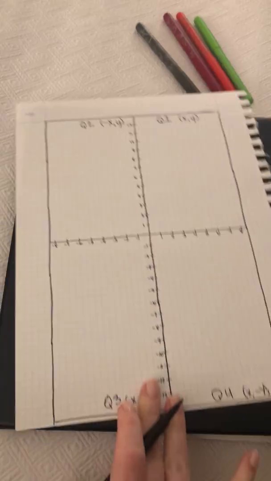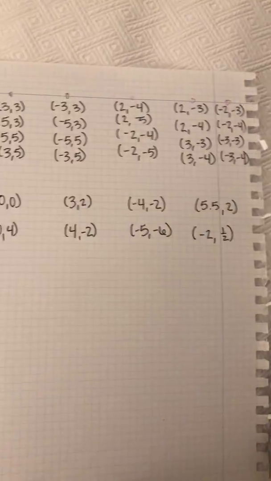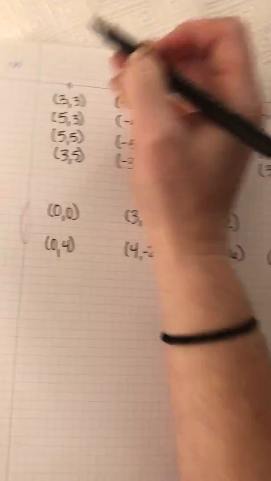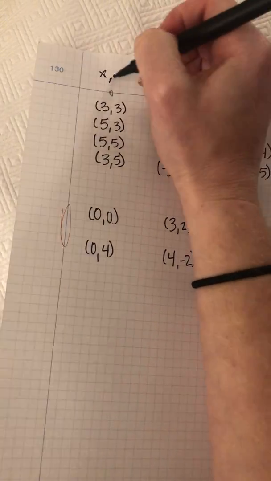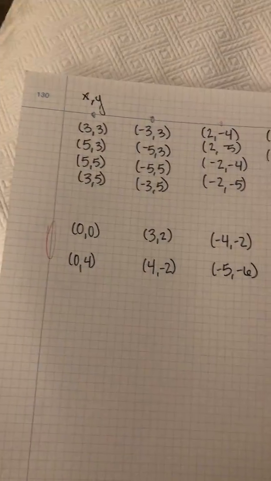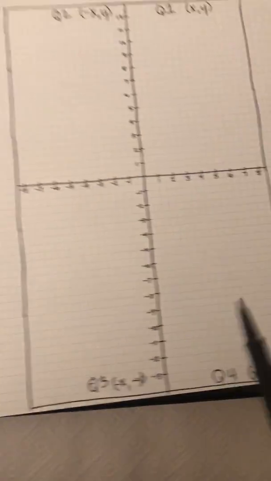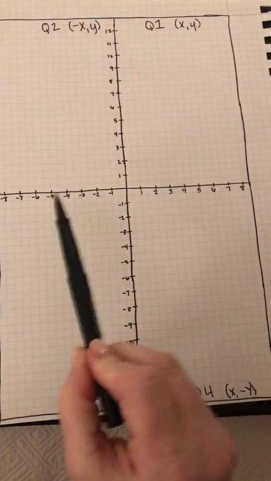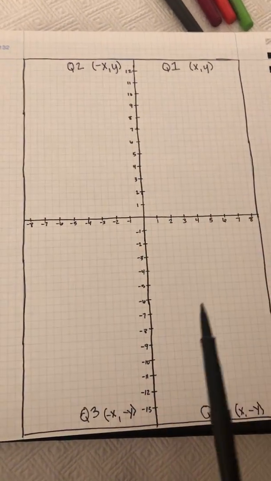This is real hard, by the way. Okay. These are called ordered pairs. And remember, always x before y. Always. So this means you are going to go left or right and then up or down, depending on the point.